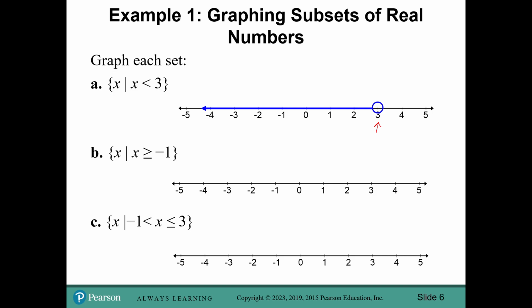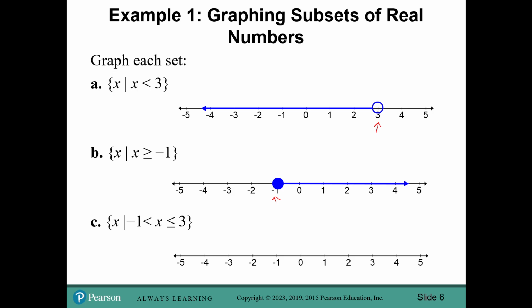Now, b says x is such that x is greater than or equal to negative 1. Now, it's equal to negative 1, so I'm going to come over here to negative 1. Here it is. And I'm going to put a closed circle on it. And it's greater than, so I need to draw my arrow to the right. There she goes.